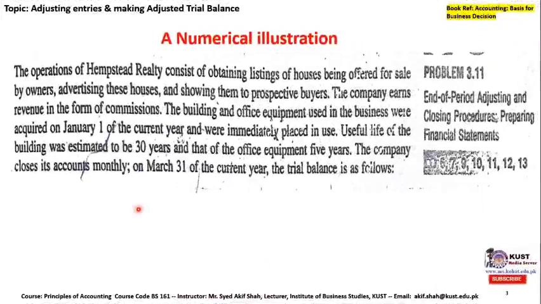So here it is, our example, a numerical illustration pertaining to the different sections in the accounting cycle steps which will be completed in this illustration. And I assume that you have already listened to my previous lecture, and have a full grip on this supplementary data, where we have started the discussion related with Hampstead Realty, that consists of obtaining listing houses and then offering or selling them to prospective buyers.